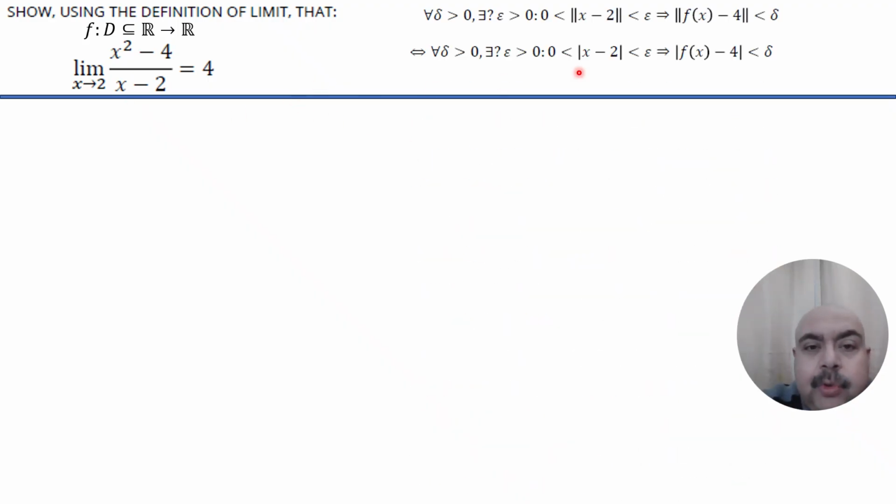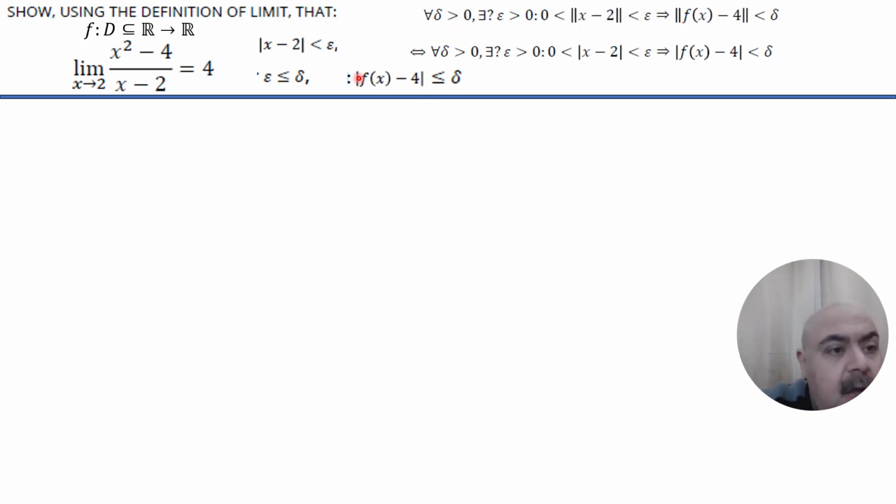But instead, I will use the definition. The definition states that I can find delta greater than 0 such that there exists epsilon greater than 0 such that the open ball for x at center 2 with radius epsilon will lead to the image of the open ball of f of x at center 4 being less than delta, as you can see. Stating this with the magnitude or with the absolute value, in the case of functions from R to R, will make no difference.